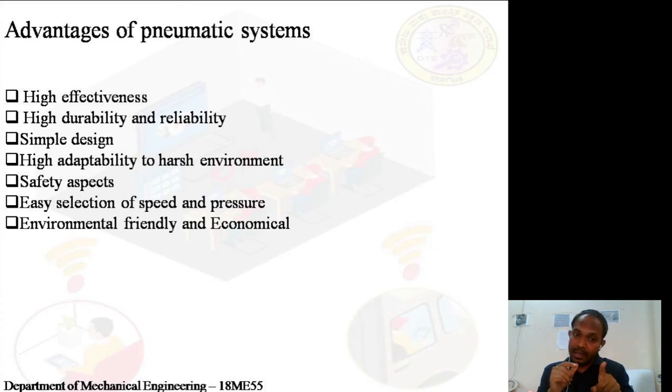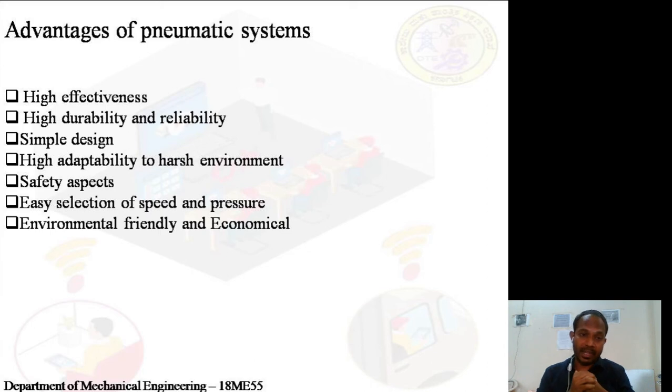Whenever I say it is a simple design, obviously the next point will be an economical one. Obviously, the air is free of cost, no need to pay for that. Whereas if you are using oil in a hydraulic system, you need to pay more. Whereas this is free of cost. So whenever it is a simple design, it is economical as well.